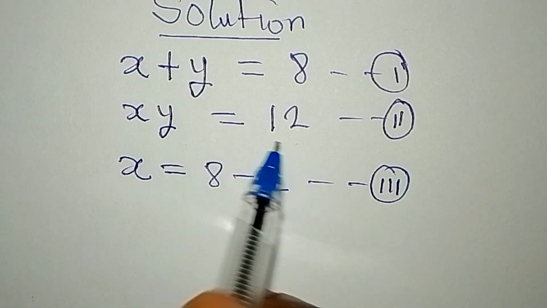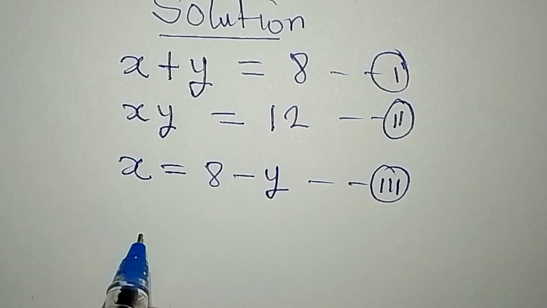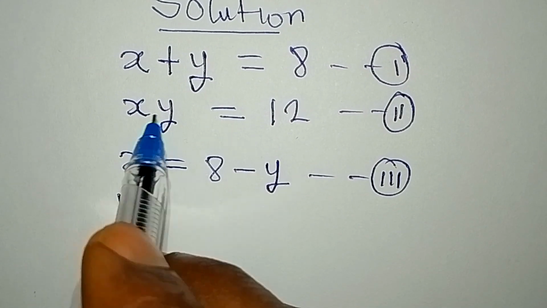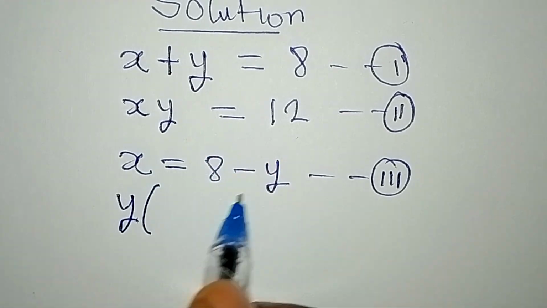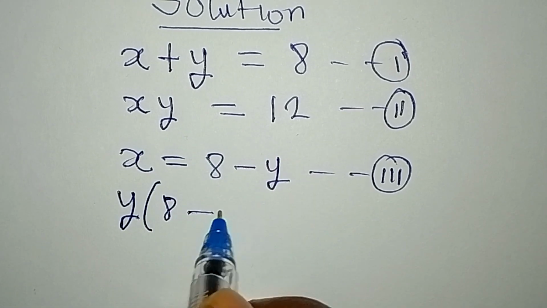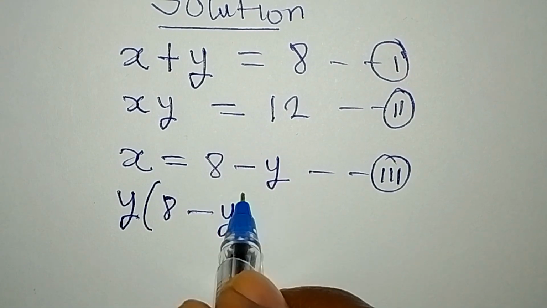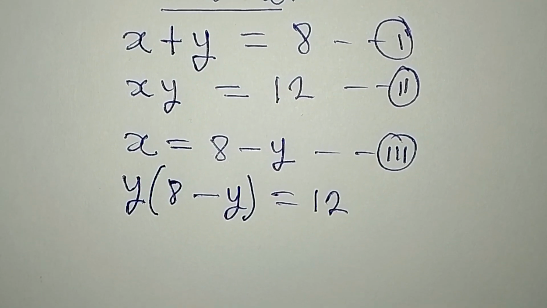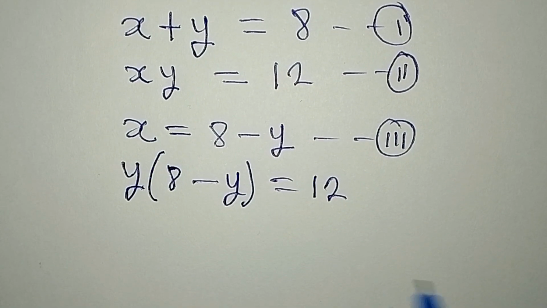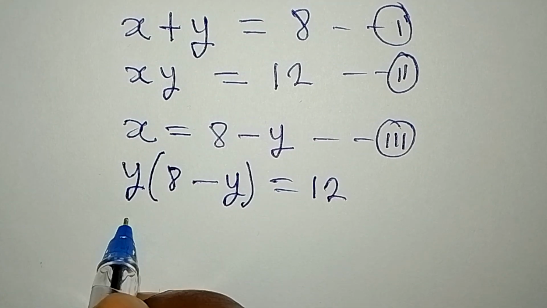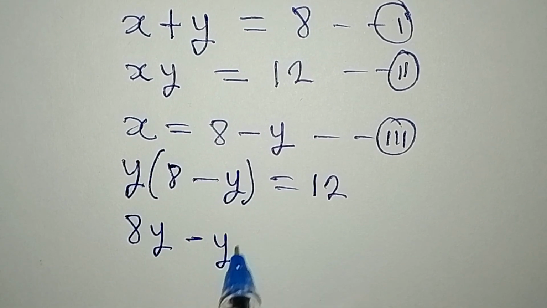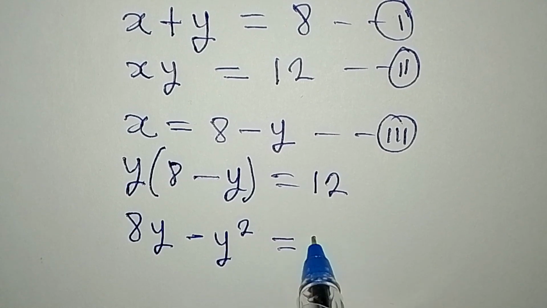So put it into equation 2. That means I'm going to write y first, then I will open a bracket. In place of x, I'm going to write 8 minus y. Then this is equal to 12. I hope this is understandable. Now, open the bracket. So we have 8y minus y squared equals 12.